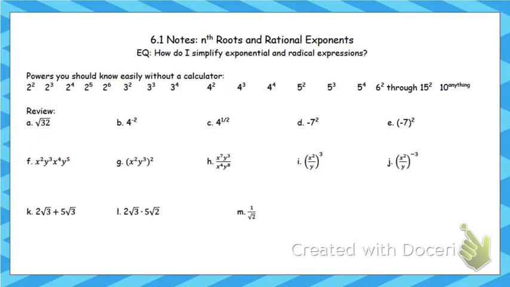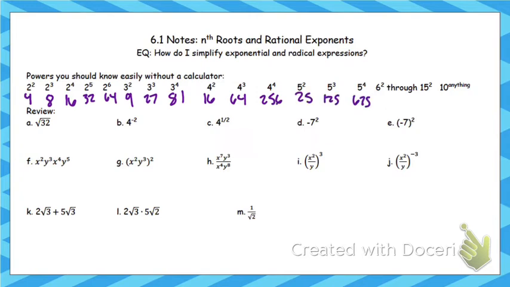So, for example, 2 squared is 4, 2 cubed is 8, 2 to the 4th is 16, 2 to the 5th is 32, 2 to the 6th is 64. You just really got to be familiar with those values because they'll come up more frequently. 3 squared is 9, 3 to the 3rd is 27, 3 to the 4th is 81, 4 squared is 16, 4 to the 3rd is 64, 4 to the 4th is 256, and we've got 25, 125, and 625.